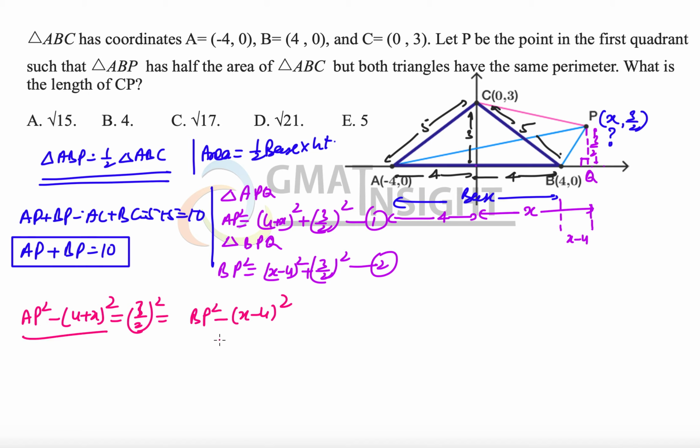Now that means this part should be equal to this part, and we can also say that BP is equal to 10 minus AP. So that's what I'm going to write next. That means I'm writing AP square plus 4 plus x square. Now let's just quickly open it up, which can be written as 16 plus x square plus 8x should be equal to BP, which is 10 minus AP whole square minus x minus 4 whole square becomes x square plus 16 minus 8x. Let's simplify it further.